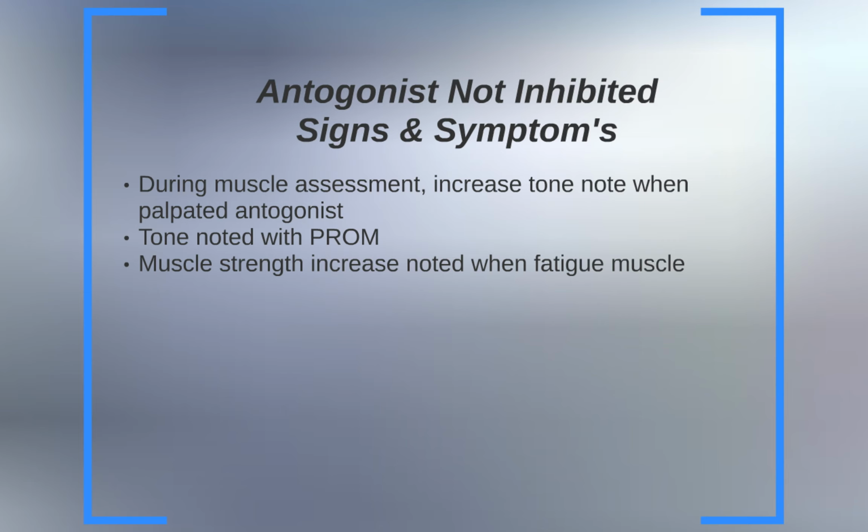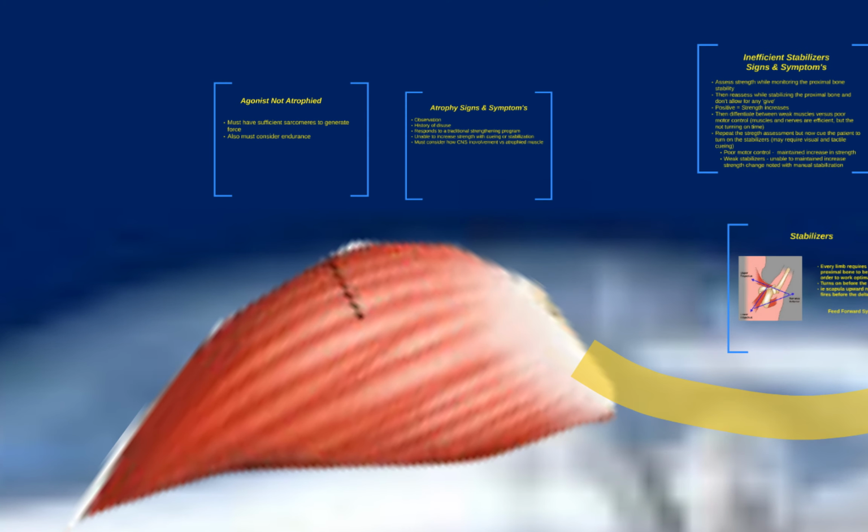Now, one of the final ways to truly assess this is to try to fatigue the antagonist muscle and then reassess the agonist muscle. If we note an increase in strength of the agonist after the antagonist is fatigued, this is confirmation that the antagonist was impairing or inhibiting our movement.